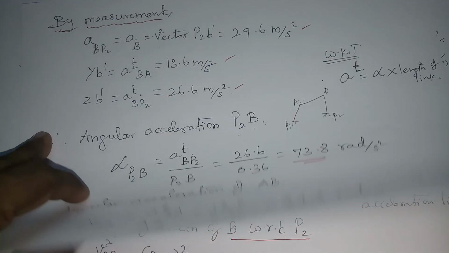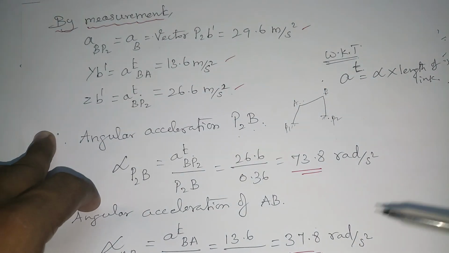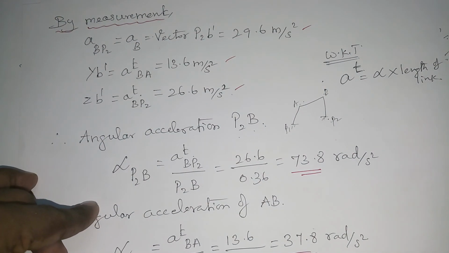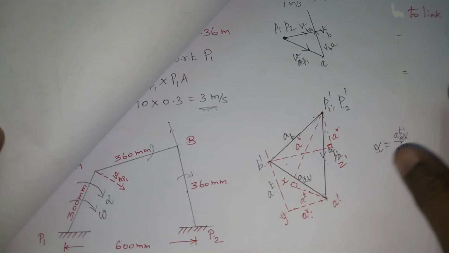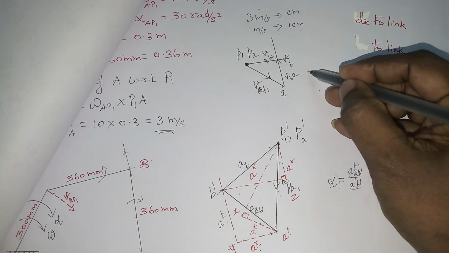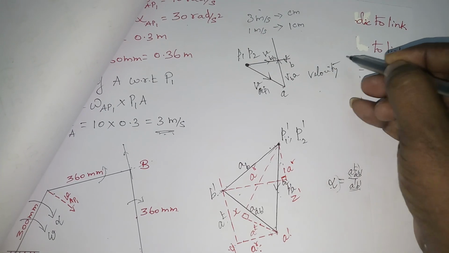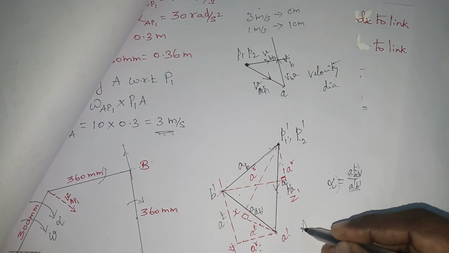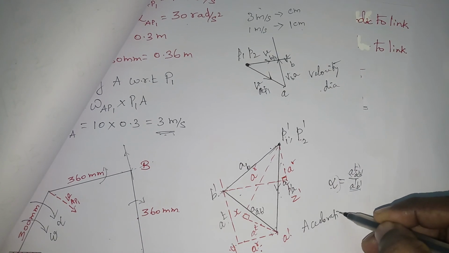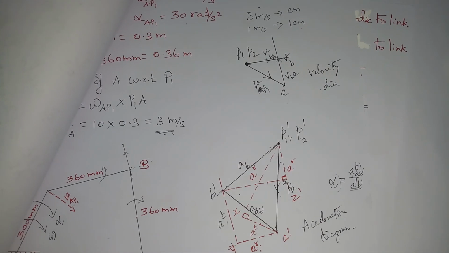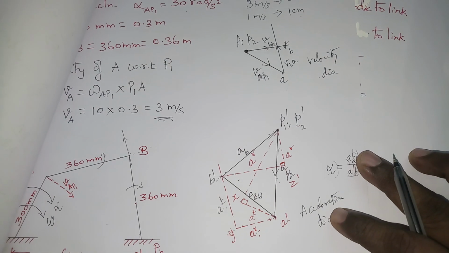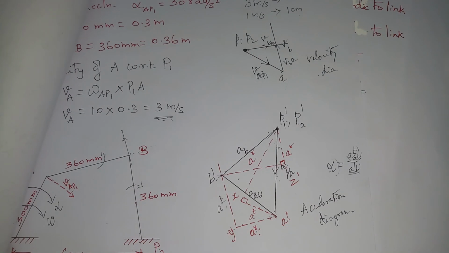Okay, so once you complete this up to this one, your example is over now. So now you know how to construct this one, the velocity diagram, and this is the acceleration diagram. Okay, so still if you feel any doubt, you can comment in the comment section.